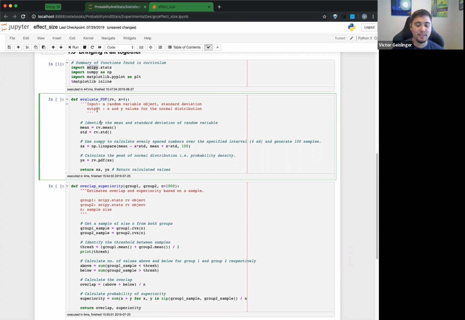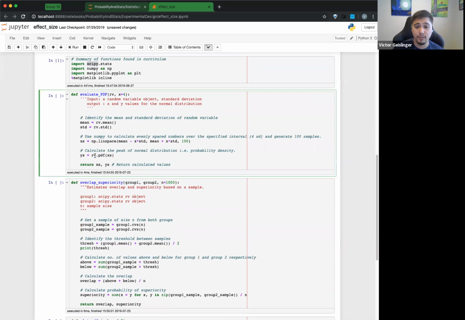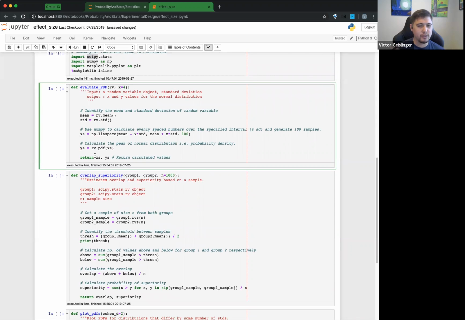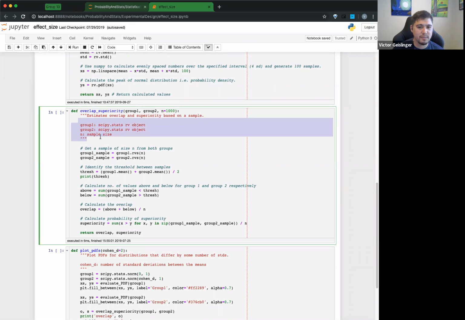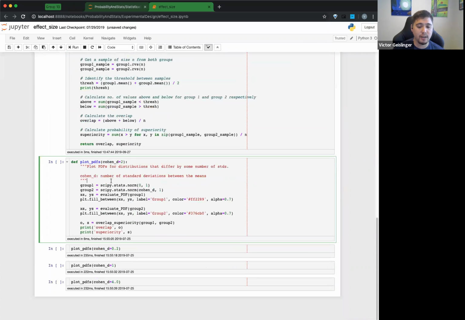So anyway, one thing we can do is create a PDF from a certain value. I think this is actually from the curriculum itself. I might have made a few changes, but just know that we're making our PDF from this point. So I'm just going to run this. Since this is in the curriculum, I'm not going to spend too much time. Basically, we're checking out the overlap and superiority, and then creating a function to plot these functions, so we can go back to them if we're confused about what's going on.